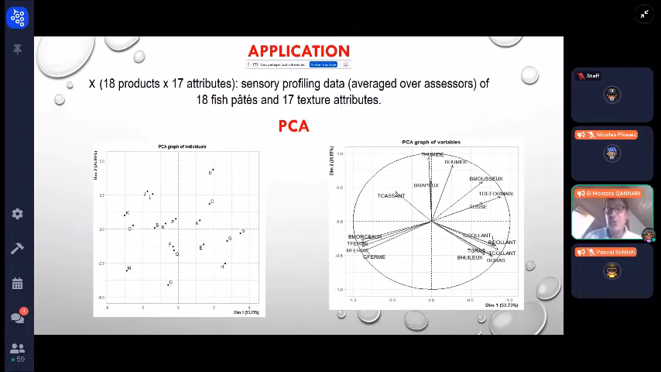Anyway, you have the first principal component, which explains up to 53% of the total variance, and it's mainly determined by texture ranging from firm to sticky and oily. And you have the second component, which is mainly determined by humidity, T humid and B humid. And you have a graphical display of the products.